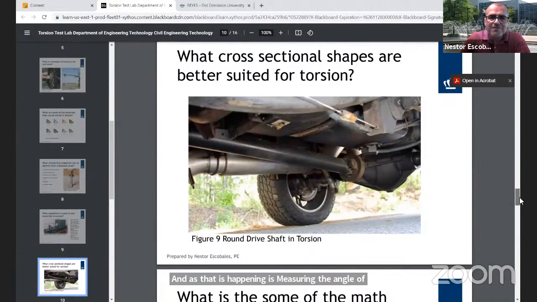Another example of a structure that is subjected to torsion is the round drive shaft of a vehicle. The engine is in the front, the transmission is connected to the drive shaft, and then this is connected to the back axle, and then your tires spin. That is another example of torsion. This pipe, or tube, transfers torsion so that you can actually move the vehicle. So this is nothing new. We have been doing this for a long time.